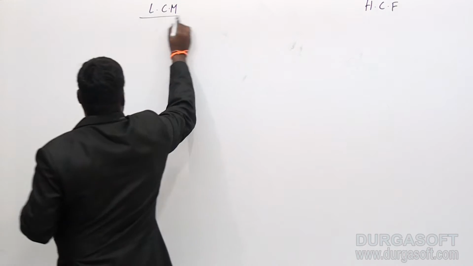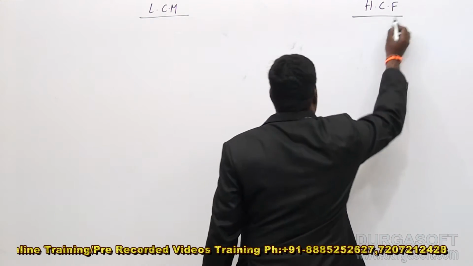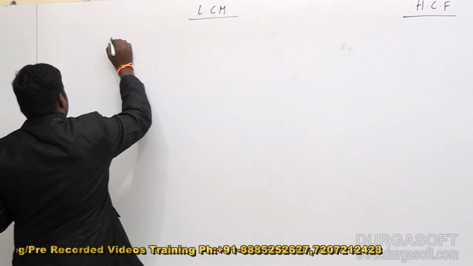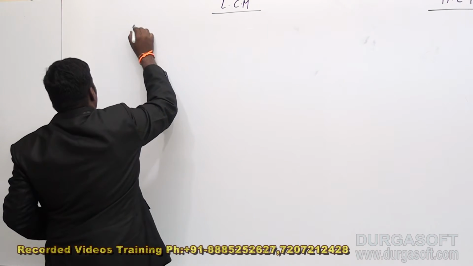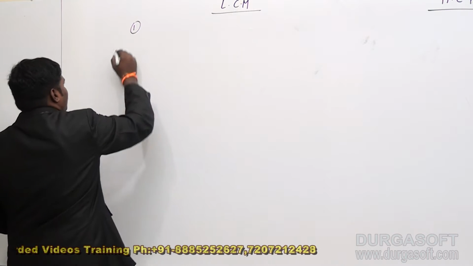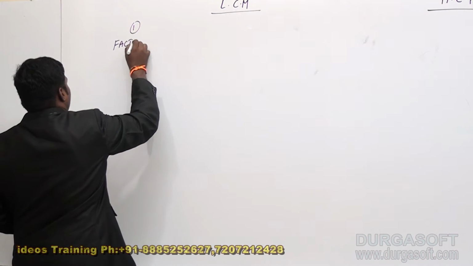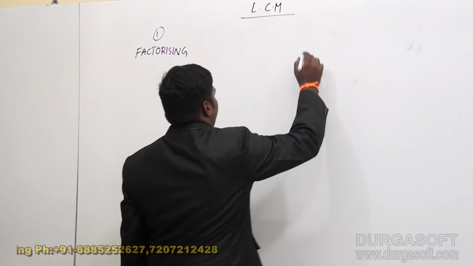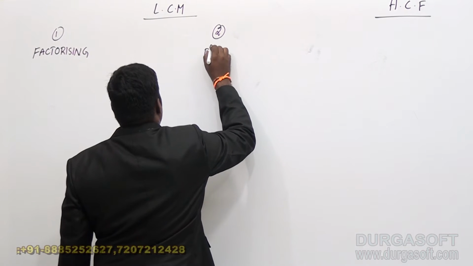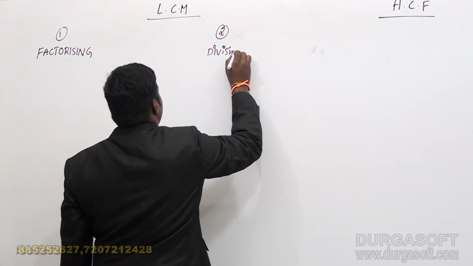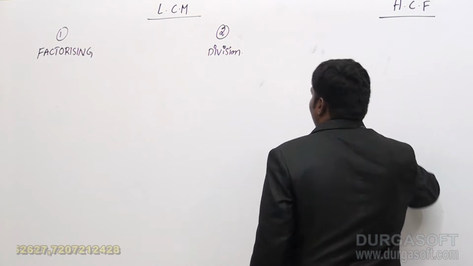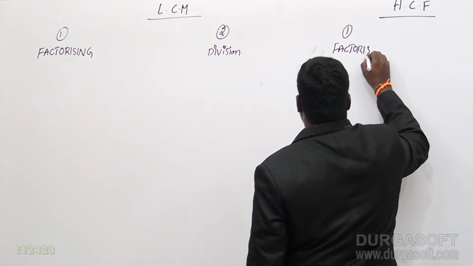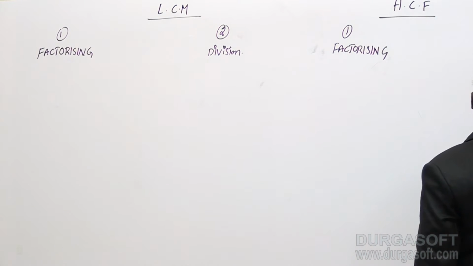For solving least common multiple and highest common factor problems, we have two types of methods. For solving the LCM problems, the first one is the factorizing method, and the second one is the division method. Here also, for HCF, we have the factorizing method and the division method.